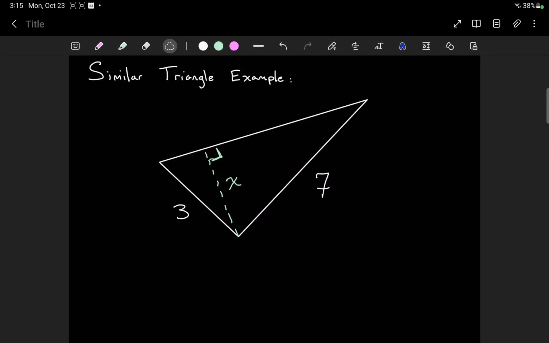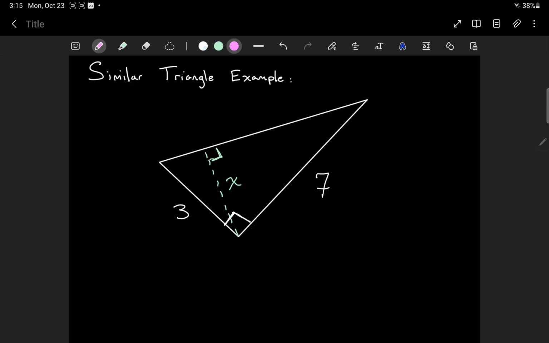Everyone. At the end of the last video on similar triangles, I talked about this specific case here where we have a right triangle. So the big triangle here is a right triangle, and I draw an altitude line through it. And my claim was that this is a collection of three similar triangles.